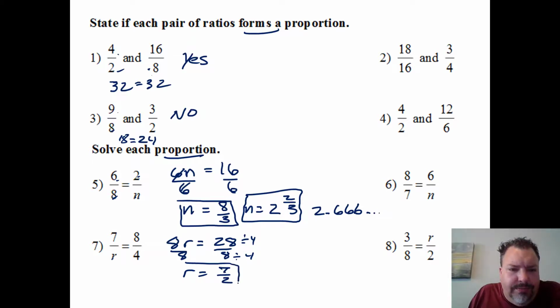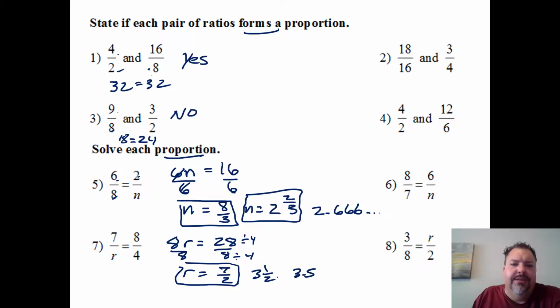7/2. Or again, we can write that as a mixed number. That would be 3 1/2. Or we could write that as 3.5. There, the decimal is a little bit nicer to write. And that's how we determine if proportions are true and how we solve proportions.